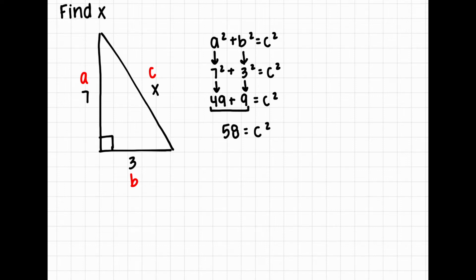Remember, we had like x squared, something like that on the last one, and in order to undo that, we did the square root. We're going to do the same thing here. You're going to take the square root of both sides, and that leaves me with c is equal to the square root of 58. For right now, we're going to leave them like this. In the future, we will reduce these radicals.